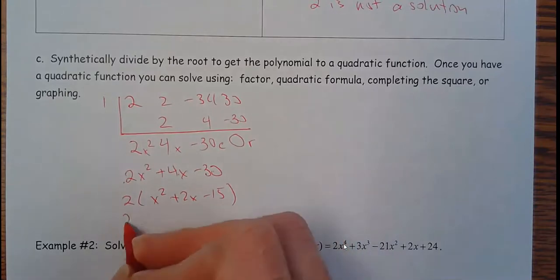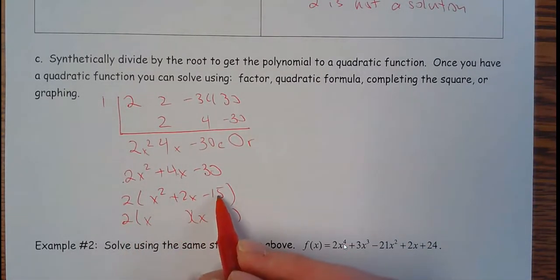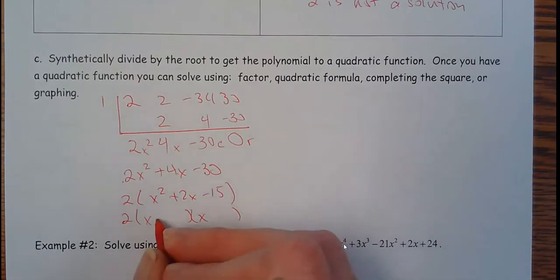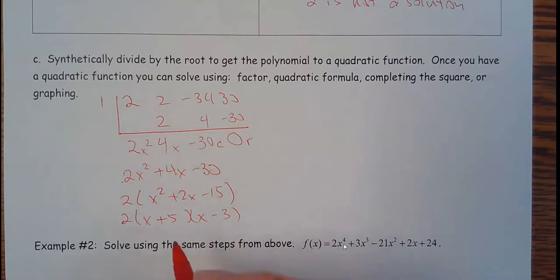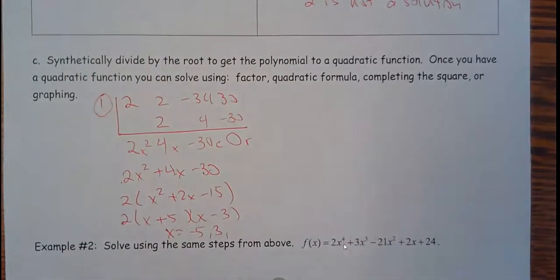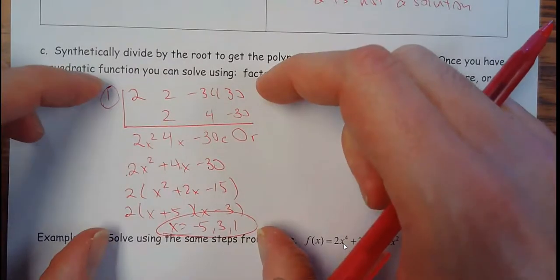Okay, now keep factoring. So what two numbers multiply to give me negative 15 and add to give me 2? In this case, it would be plus 5 and minus 3. And that means x would equal negative 5, 3, and don't forget the 1 we already found. So there are the 3 zeros of this function. Okay, and that's the amount of work it really took.